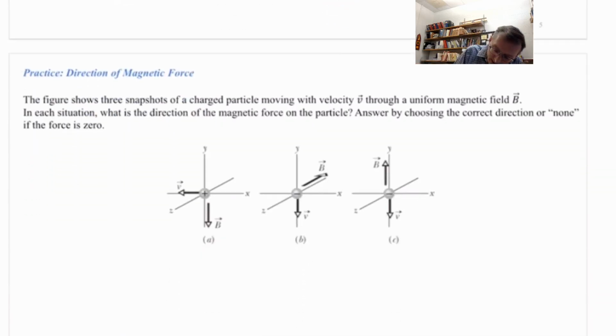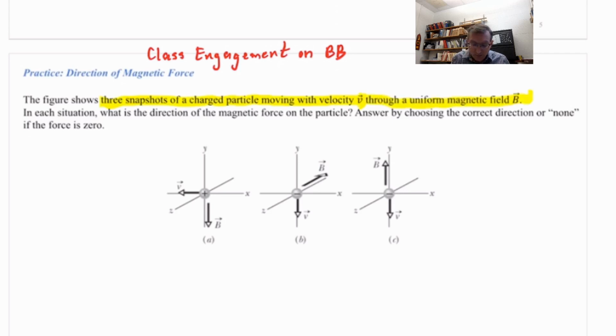Okay, so the last thing for this video, class engagement on Blackboard. And it goes like this. We have three situations, snapshots, whatever you want to call them, of a charged particle moving with velocity v arrow through a uniform magnetic field B arrow. In each situation, we are to state the direction of the magnetic force on the particle, right? Magnetic force, F sub B arrow. What is the direction of that?